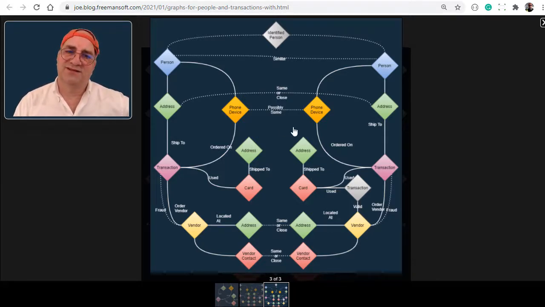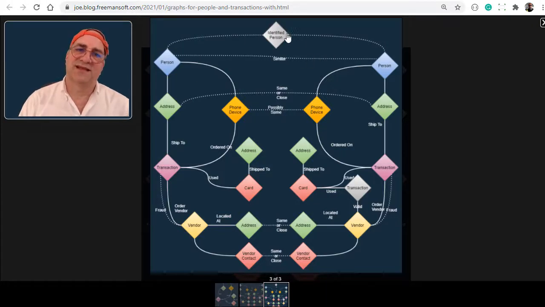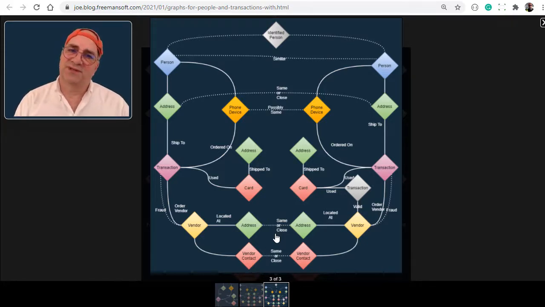So if we were to get these on different channels, we'd be able to join these together to this identified person, and then we would start looking at relationships with those identified people to see if they were part of fraud rings or fraud clusters, or if they did a lot of transactions with vendors who happen to have fraud clusters. So that's really what I wanted to talk about.